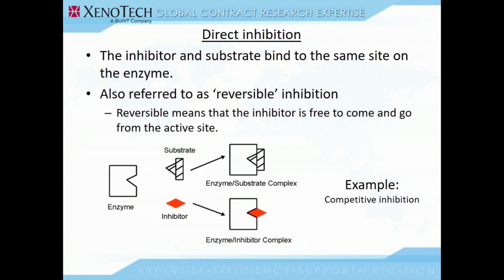There are several additional mechanisms of direct inhibition, including non-competitive, uncompetitive, and mixed direct inhibition. However, the remaining mechanisms are outside the scope of today's discussion, and competitive inhibition was selected as the most conservative example of the various mechanisms of direct inhibition.